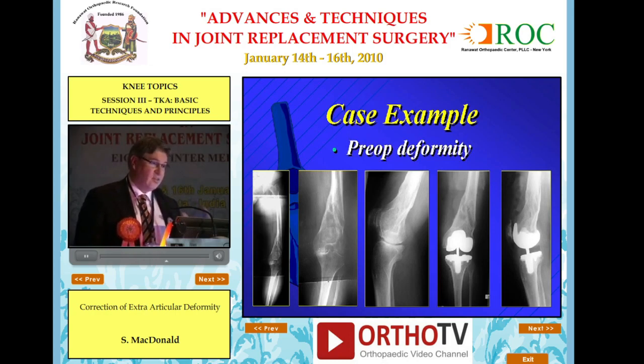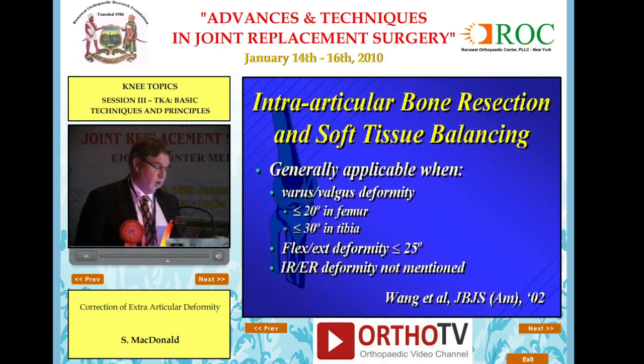So that's achievable, and I think with all the techniques you've heard before me, and I won't reiterate all of those. So when can you do this technique? Generally applicable when the varus valgus deformity is less than 20 degrees in the femur, or even up to 30 degrees in the tibia. Flexion extension about 25 degrees. What's not well assessed, as we all know, radiographically, is internal-external rotation deformities that can also be coexistent with the other deformities. You can't really assess those radiographically unless you get a preoperative CT scan.